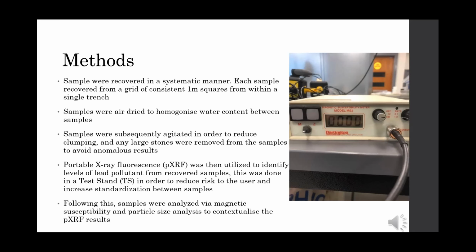Following that, after we'd finished all the samples through PXRF, we also analysed them with magnetic susceptibility equipment to determine whether or not the samples had been magnetized, to try and figure out the context of the results of lead. In essence, was there any burning, was there smelting or lead working? And we also decided to use particle size analysis as a proxy for the ability for lead pollutants to move down the profile. There are previous studies, which I'm happy to provide if anyone's interested, that suggest that the smaller the particulate, the easier it is for lead pollutants to transport down a profile.